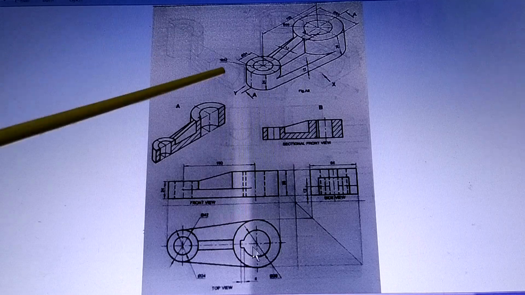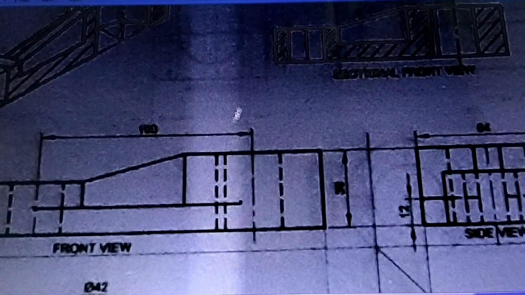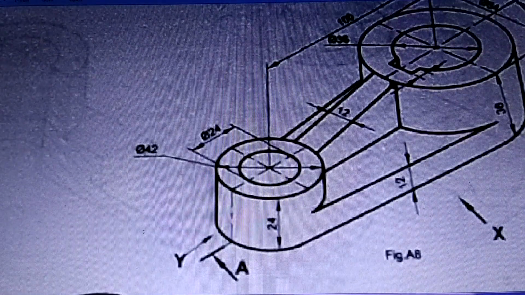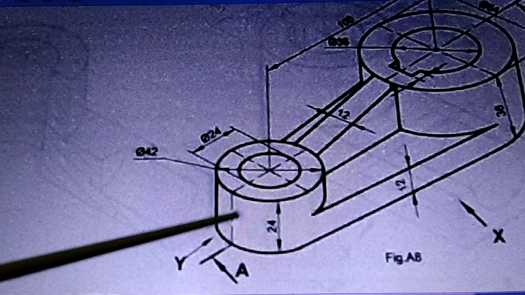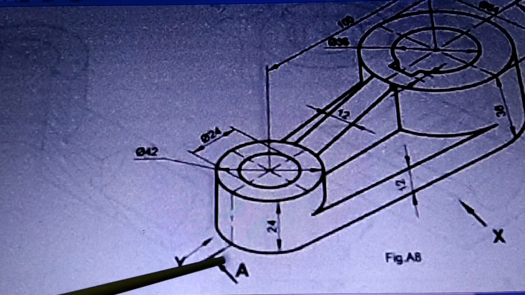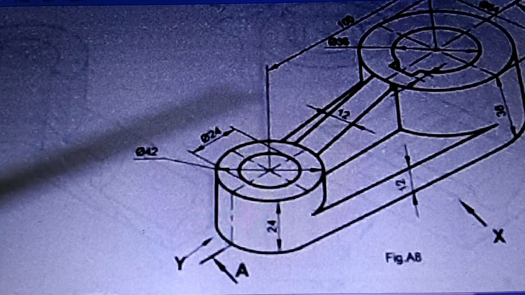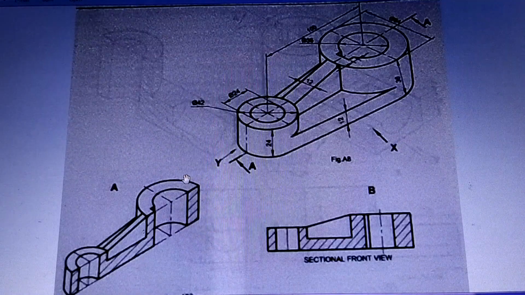So again some object is given and its views are given. So let us see what the object is. This is how the object is. Shape of the object is like this. And when you cut from here, section AA, and look in this direction, how it will be seen, that is what is to be drawn.